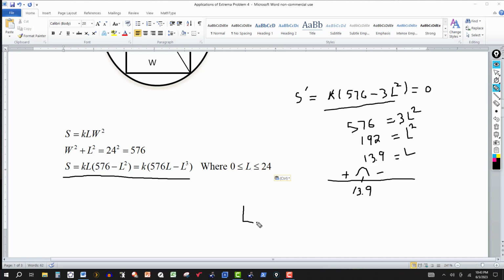So this tells me that the dimensions that give us maximum strength will be 13.9 for L and 19.6 for the width, and this is in inches. Again, you have your formula here. You know L, so you can plug it in and solve for W. If you leave these in radical form, you have 8 times the square root of 3 for L, and for W, it's 8 times the square root of 6. Again, in inches.